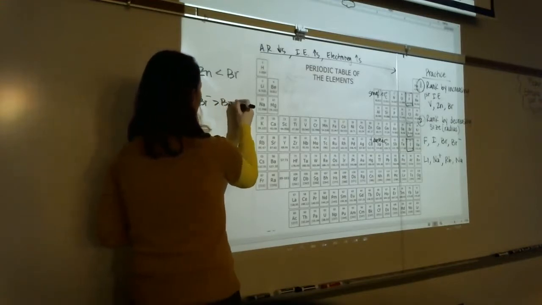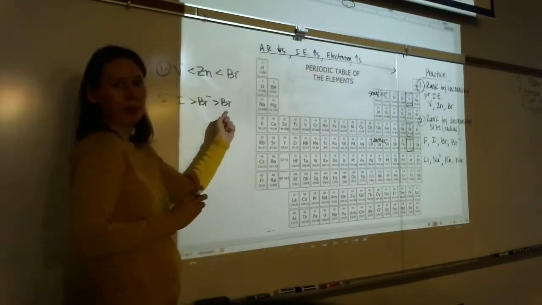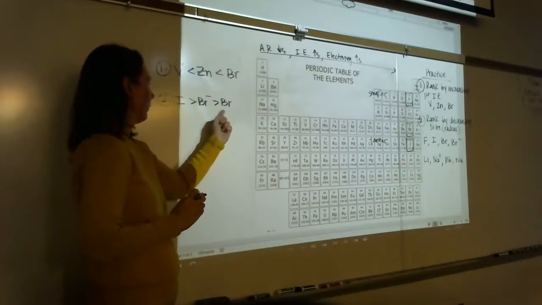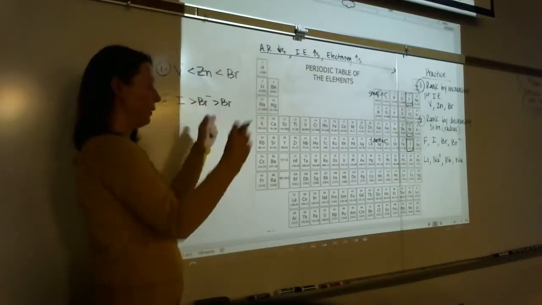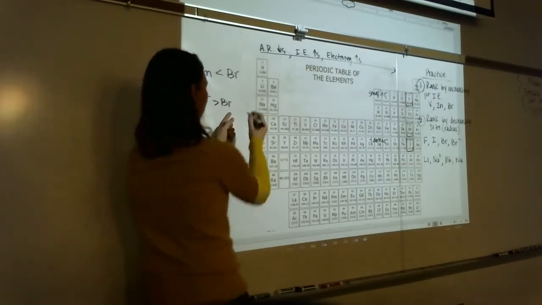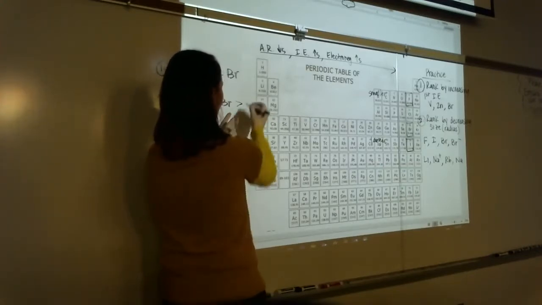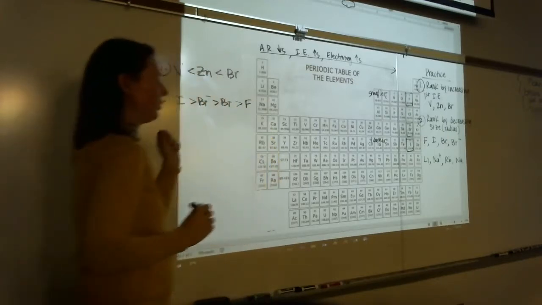Why is bromide bigger than bromine? Because it's an anion, right? Anions have gained electrons, so their radius is bigger. And then all of those are bigger than fluorine. Do we understand that answer?